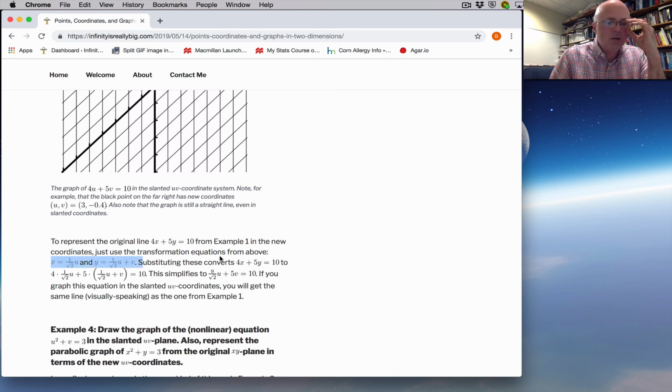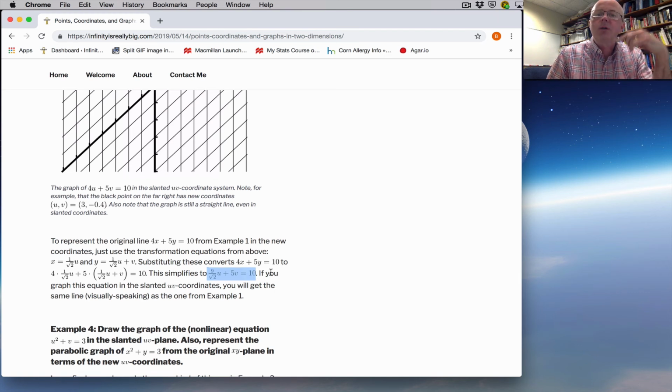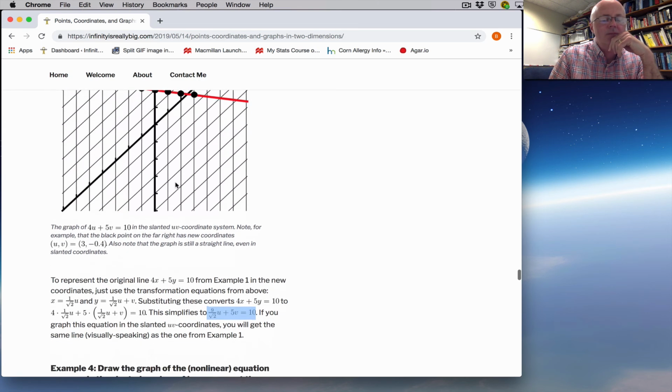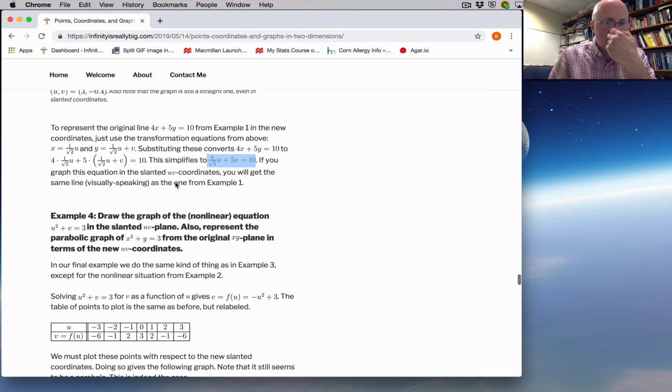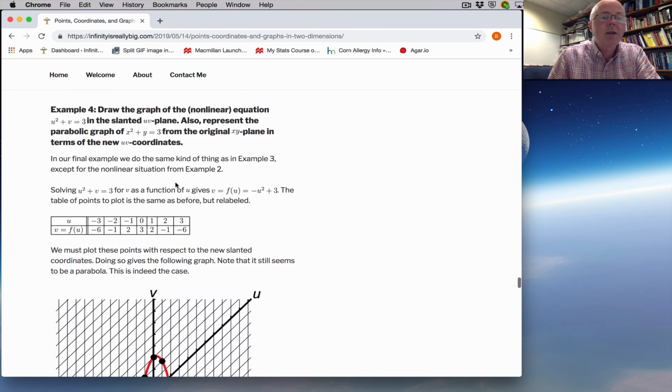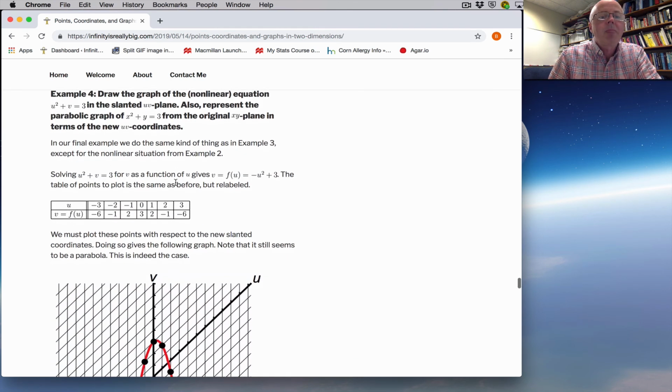Replace x with u over root 2, replace y with u over root 2 plus v, and you will simplify to this thing right here. Okay, it's still a linear equation. This is a linear equation for the graph of the straight line from example 1, not this same graph here. Okay, and you could check that. Example 4 is to do a nonlinear example in a similar vein.